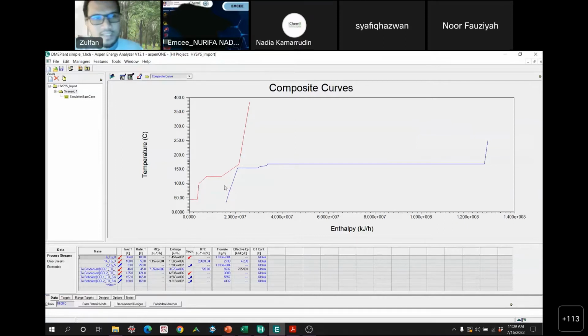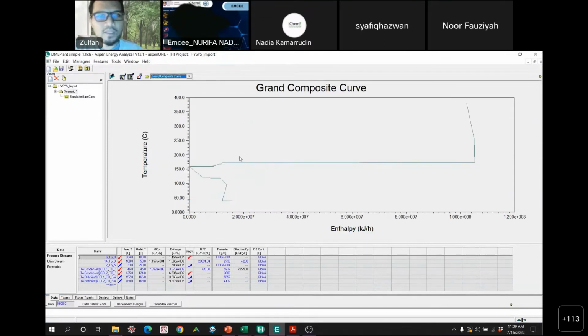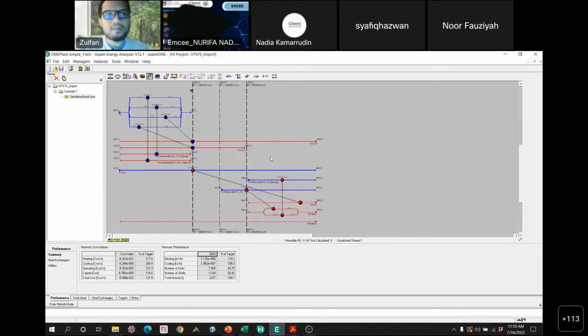In this case, if we go to composite curve, we can see how the curve looks like, and then we go to the grand composite curve, and we can see how the graph looks like. And that's how we know the pinch point somewhere here, and then how much is the hot and cold utility. And after this we go to the heat exchanger grid diagram of the exchanger network.